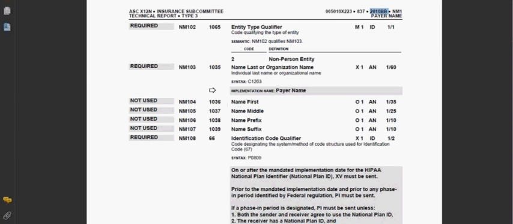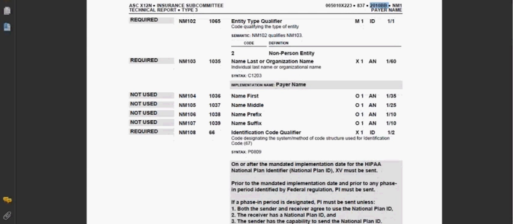First name, middle name. Then, for example, if you scroll further down, some fields are not used. So wherever it's not used, you will just have asterisk, asterisk, asterisk, etc. Then, this is the same 2010BB, and now it's the payer address. So it's just a loop number.